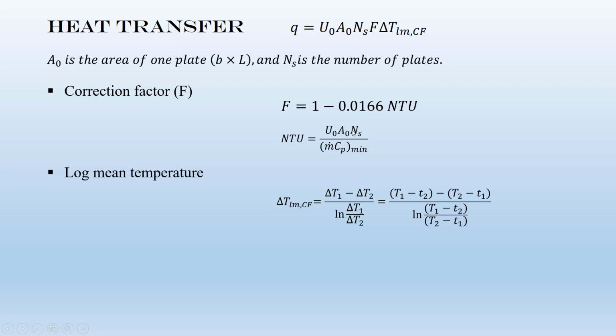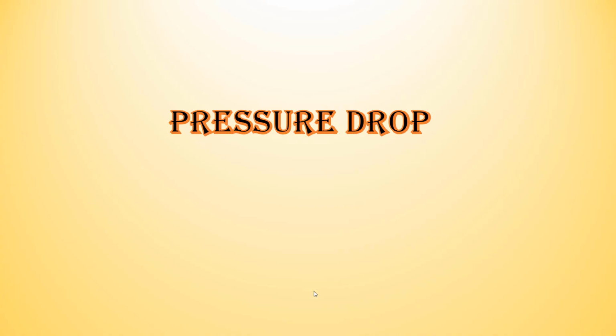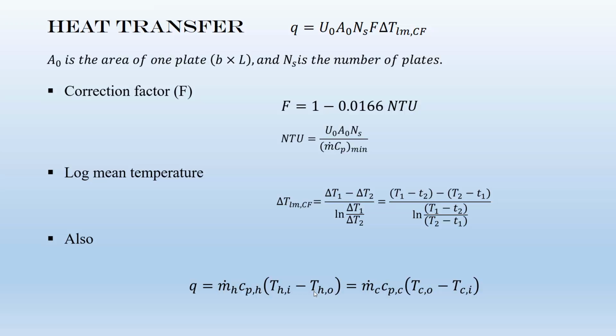You need to find the log mean temperature difference for counter flow. And also you can write Q for the hot fluid and Q for the cold fluid. Then eventually you need to make sure that there is a heat balance in the heat exchanger, meaning that QC equals QH equals the Q by using the log mean temperature difference. So keep in your mind, guys, F must be lower than 0.75. So you need to check F to make sure that F is less than 0.75.